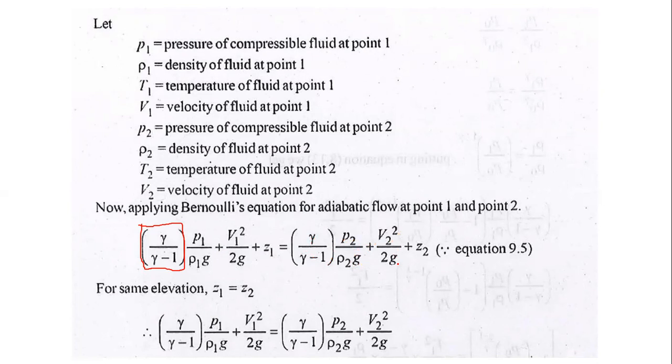Okay. Similarly, if the elevations are the same, that means Z1 is equal to Z2. So gamma upon gamma minus 1 into P1 upon rho 1 into g plus V1 square upon 2g is equal to gamma upon gamma minus 1 into P2 upon rho 2 into g plus V2 square by 2g, because this Z1 and Z2 will be cancelled.